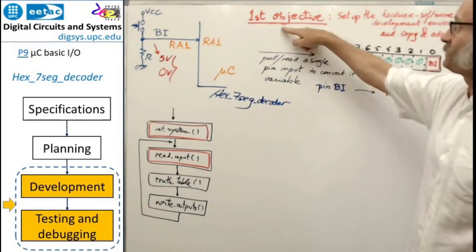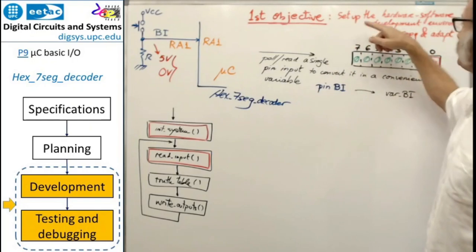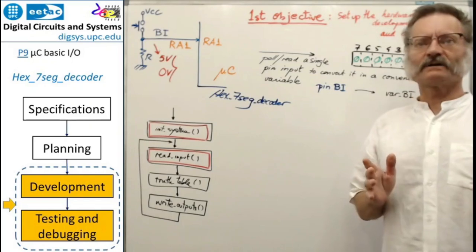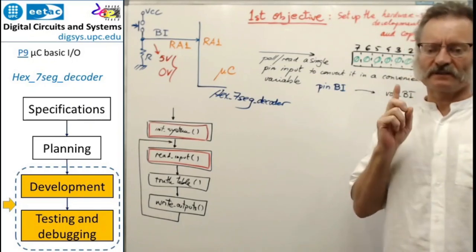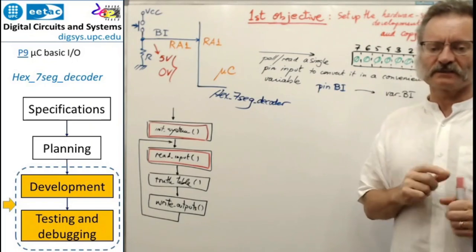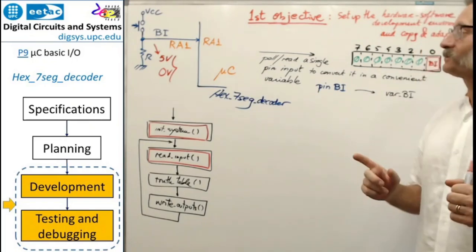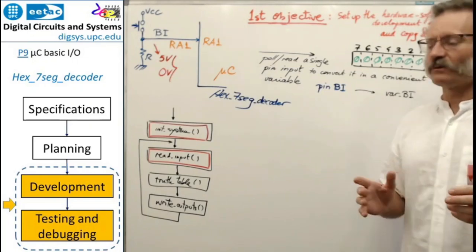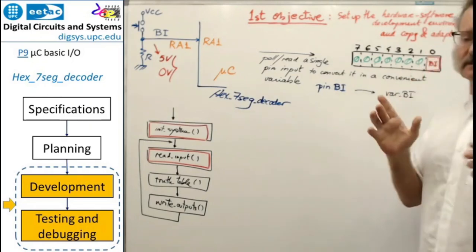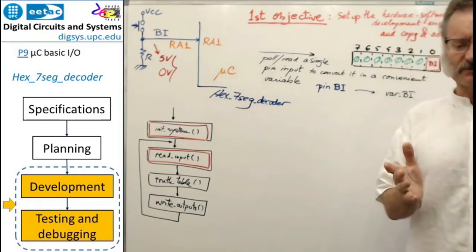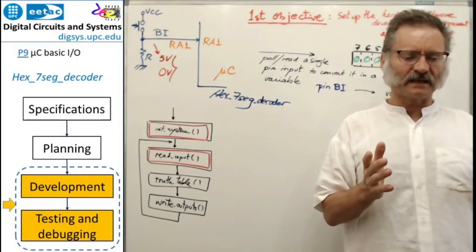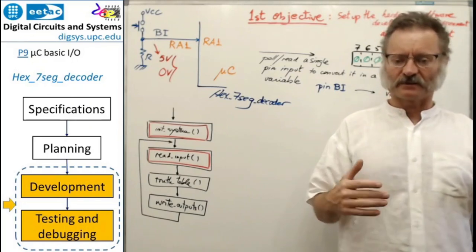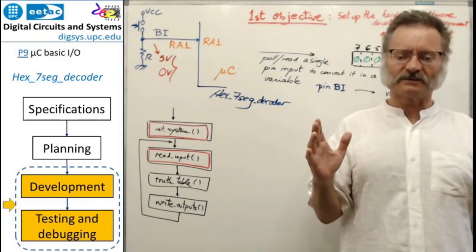So the first objective is to set up the hardware and software development environment. I mean the Proteus hardware environment, this virtual lab where you have the model of the real circuit, and buttons and resistors and the like, and the 7-segment display, everything you need for building the hardware. And at the same time you have the software section, the integrated development environment MPLAB X, which goes together with a compiler. So you have this environment and you need to know that it is going to work.